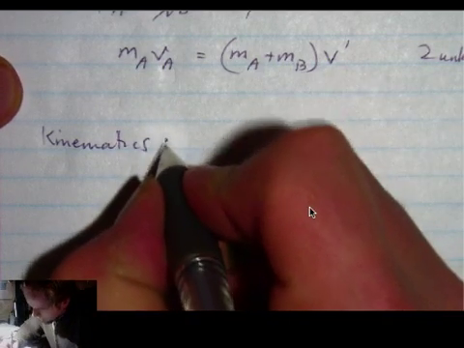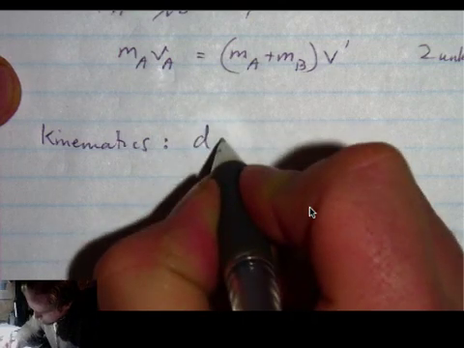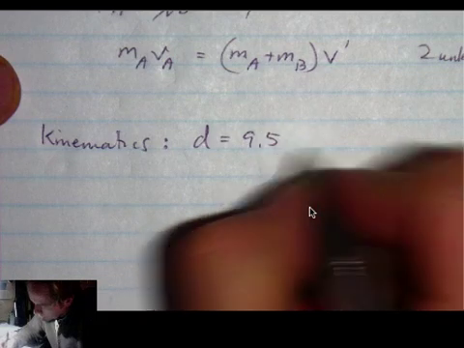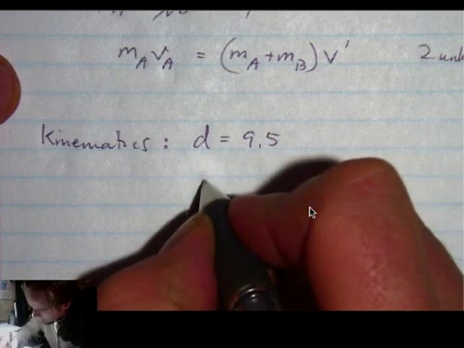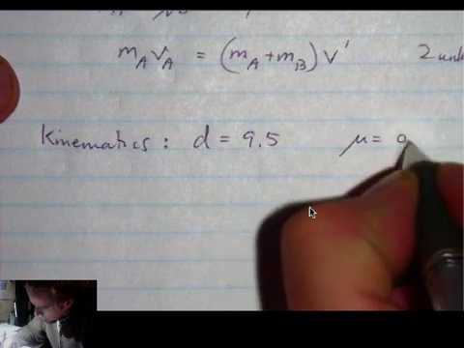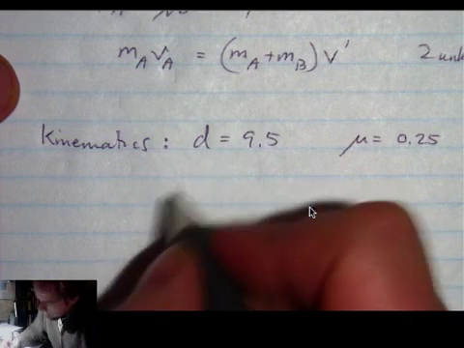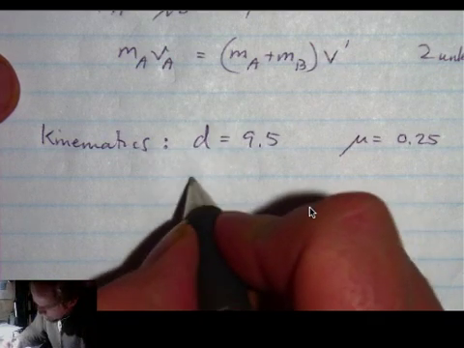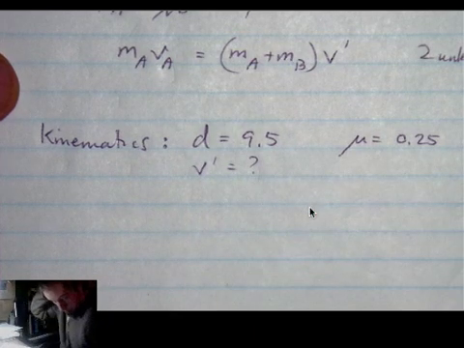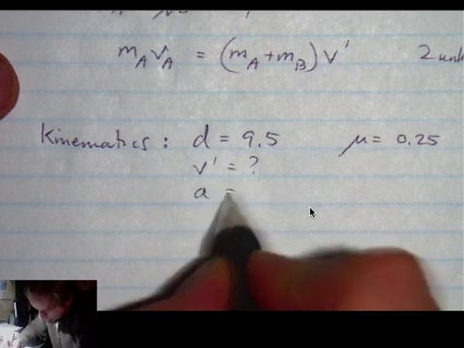Kinematics, entering into our method of solving problems using kinematics, we have a distance. We list our variables like we do any time we're solving any problem in physics. We have a coefficient of friction. Uh-oh, that's not kinematics. And we have a V prime, which I don't know. And I have an acceleration, which I don't know.